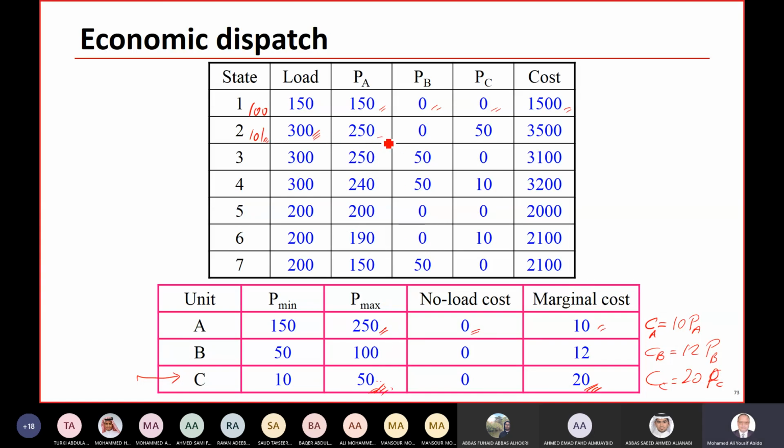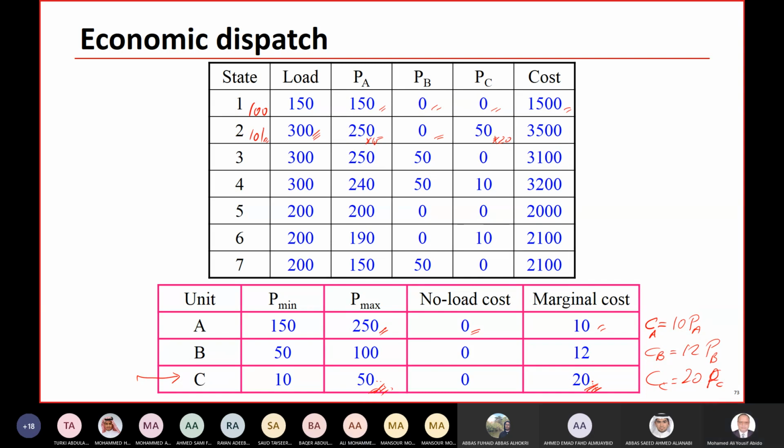So the load pattern now is 250, 0, because this one is off, and 50. So this will be multiplied by $10, and this will be multiplied by the $20 marginal cost. So 20 times 50 becomes 1,000, and this is 2,500, so $3,500 per hour. This is the operating cost or fuel cost according to this state. Any question?